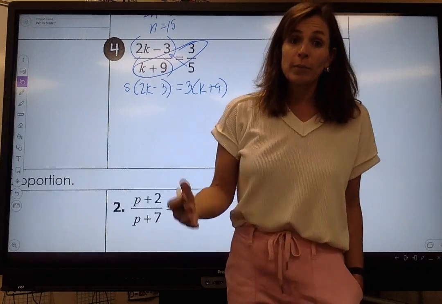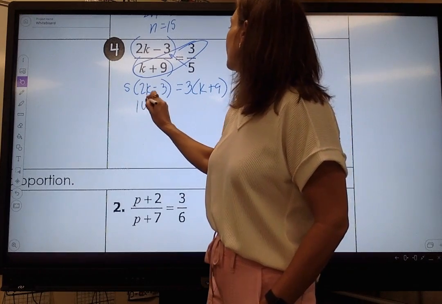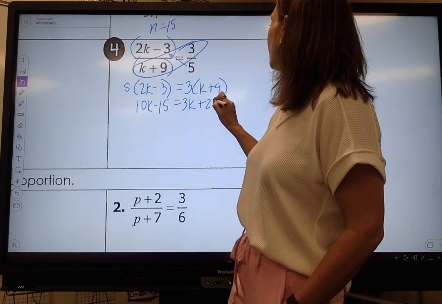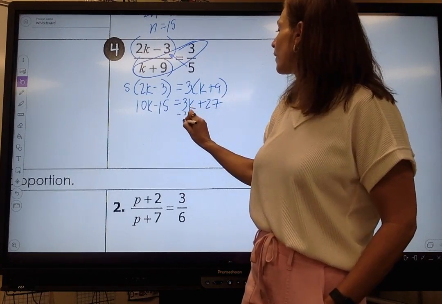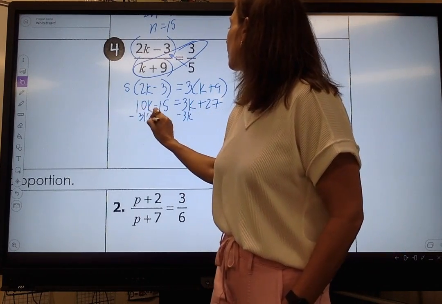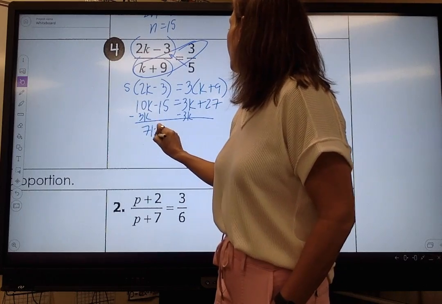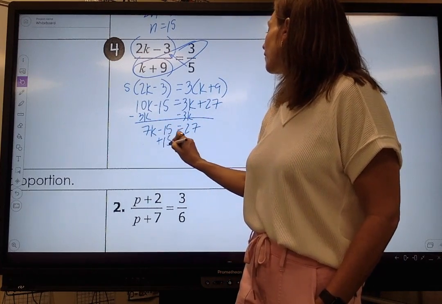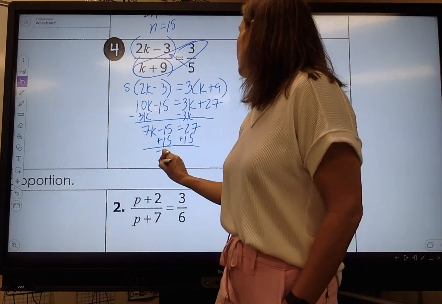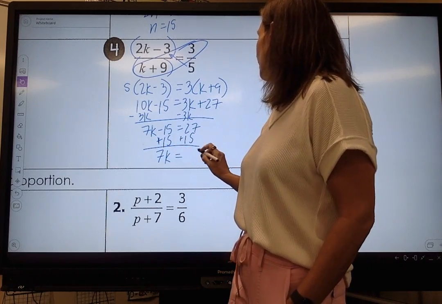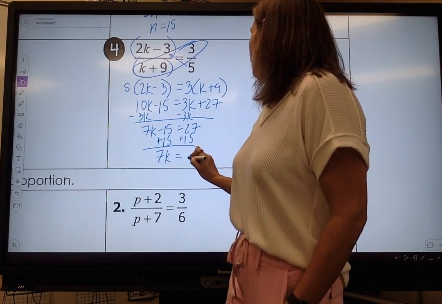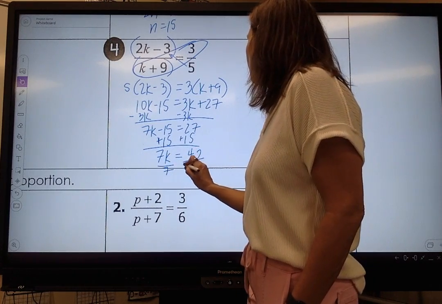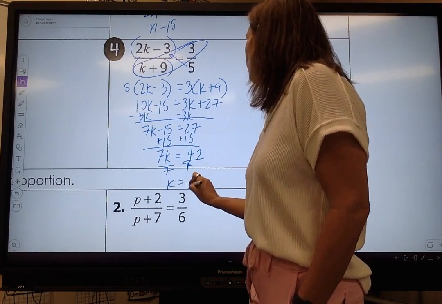Okay? So now I'm going to do the distributive property. I get 10k minus 15 equals 3k plus 27. I bring my variable term to the left. So I get 7k minus 15 equals 27. I add 15, additive inverse, to both sides, and I get 7k equals 42. Divide by 7, and I get k equals 6.